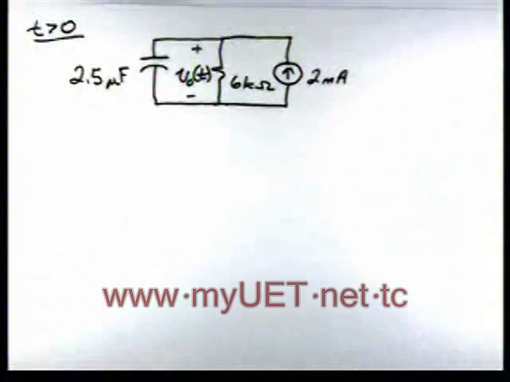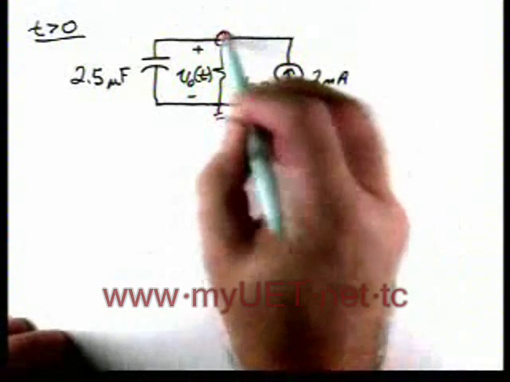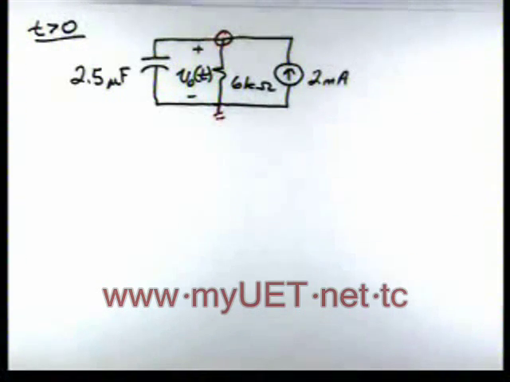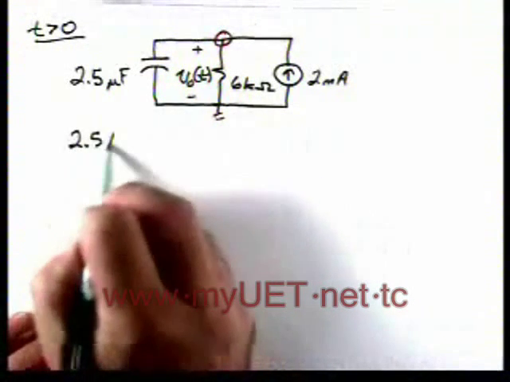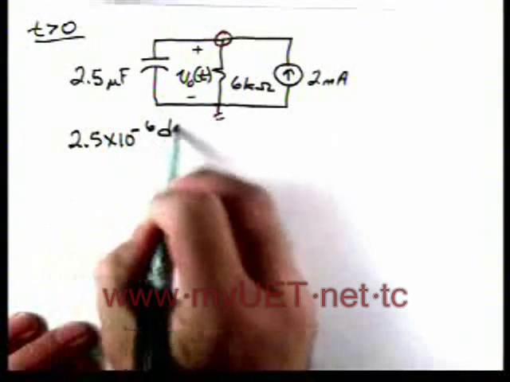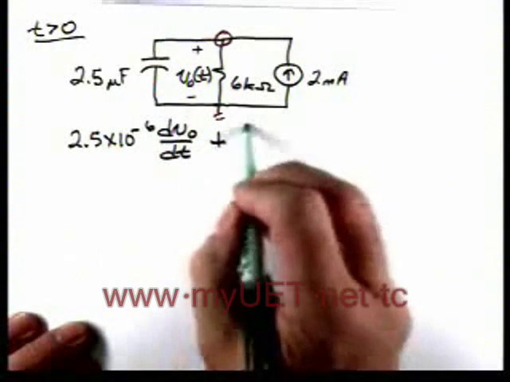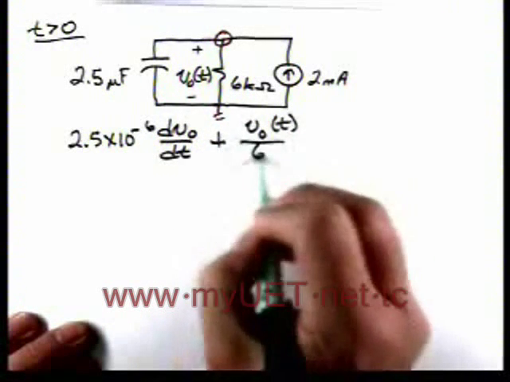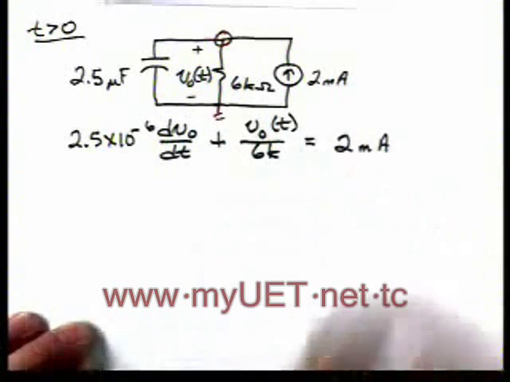Here's our circuit, and really it's a single node pair circuit. So we know, for instance, we've got a reference node, and then we can apply KCL at the top node. When we do that, we'll have 2.5 times 10 to the minus 6 dV0 dt. That's the current through the capacitor. Then we'll have V0 of t over 6K. That's the current through the resistor. That's equal to 2 milliamps.